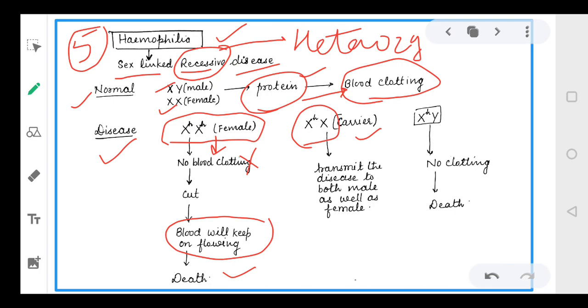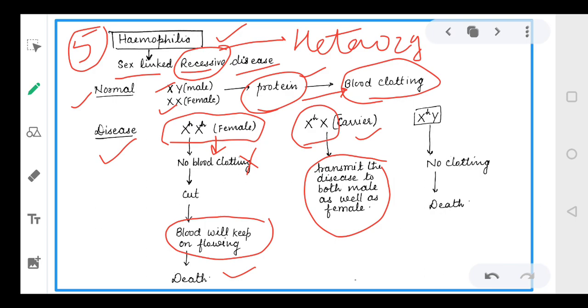This disease will not be expressed in that female. She will only act as a carrier, right? And if she gets married to a person, then there are chances that this may be transmitted to both males and females. So there are chances that this disease will pass on to males and females.